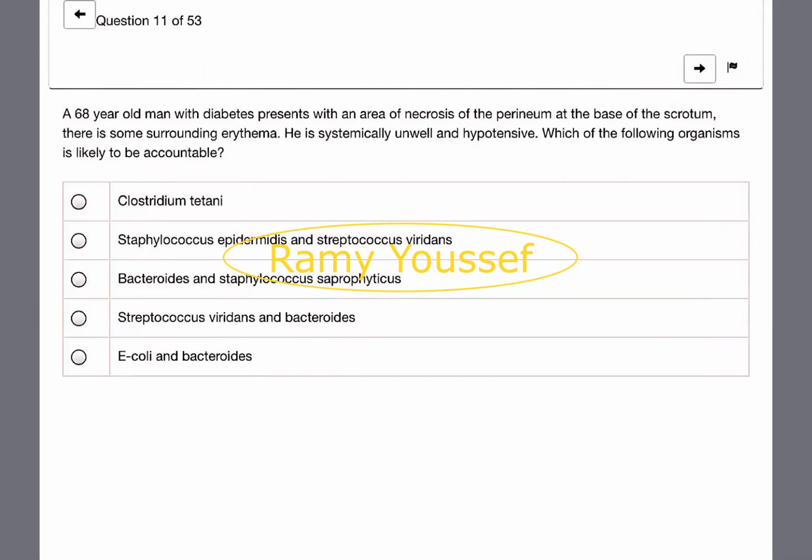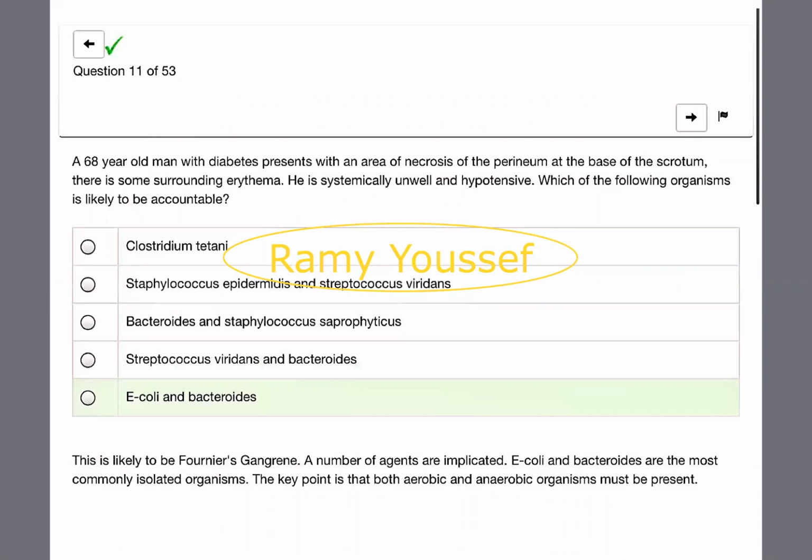The organisms causing necrotizing fasciitis are mostly polymicrobial, aerobic and anaerobic. So he's talking here about the idea of aerobic and anaerobic mixed infection. By the way, Streptococcus is the most common organism you will find in any mixed infection causing necrotizing fasciitis. But here he's talking about viridans, sometimes saprophyticus and bacteroides. Viridans and epidermidis are aerobic organisms. We have specific infections for each one. So the most common you will find in necrotizing fasciitis is Streptococcus, E. coli, and bacteroides.